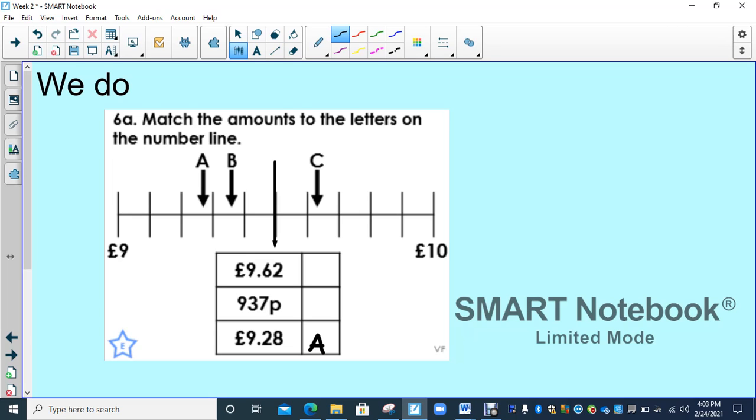Now I've got 937 pence. I know that there is 900 pence in £9, so I know that's going to be £9 and 37 pence. So, because this is the next smallest amount and it's less than 50 pence, I know that B is going to be 937 pence or £9.37. And lastly, I know that C, I can always check it as well, I can see that it's past 50 pence, it's greater than 50 pence, I therefore know that C equals £9.62. Give yourselves a tick if you got that one correct.